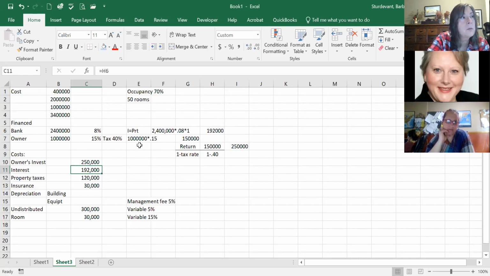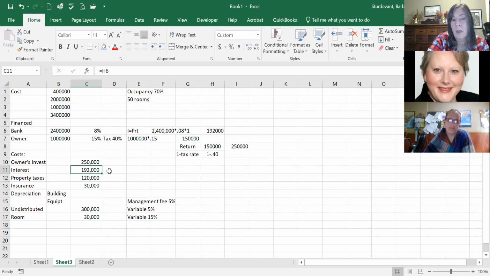Figure out what the owner's 15% is, but then you've got to figure it out pre-tax. So that when they get this much and pay 40% in taxes, they're going to end up with 150,000. So 40% of this would be $100,000. If we subtract that off, they would get their 150 that they want.